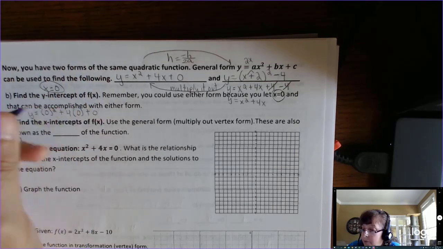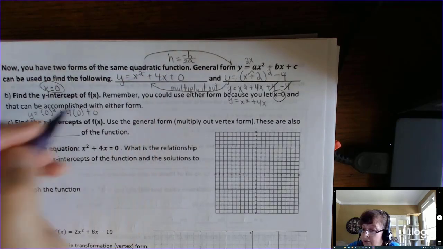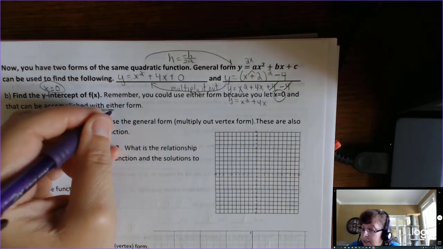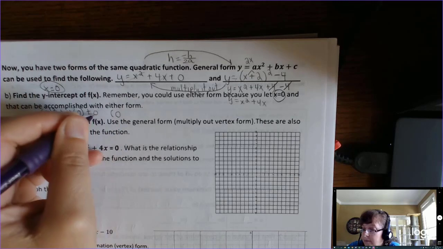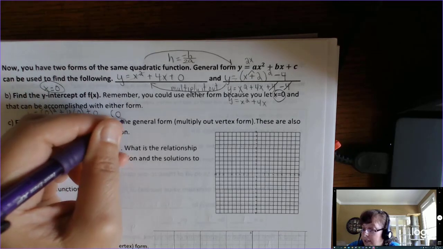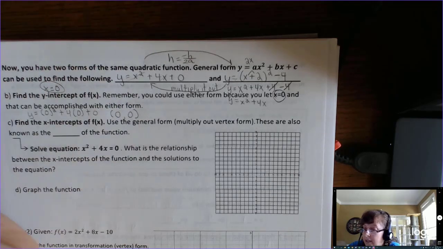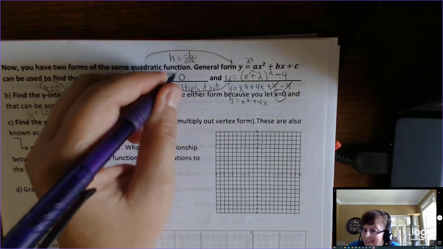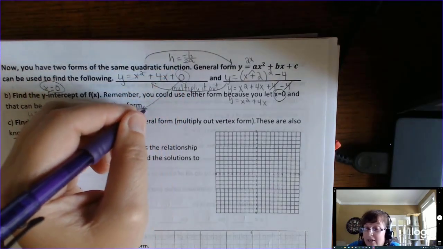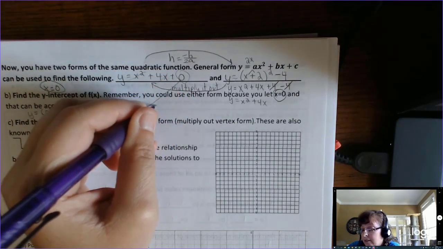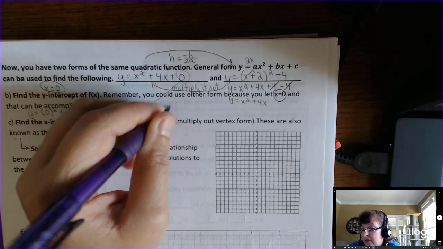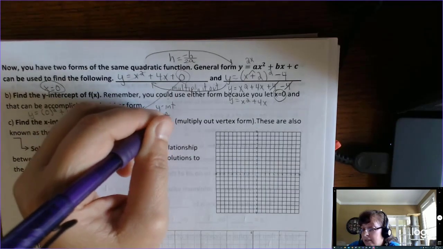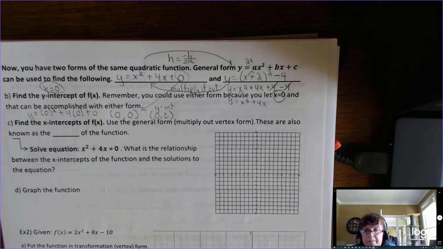What happens when you put 0 in for x is these terms cancel, and so you get a y-intercept of 0, because you let x equal 0. So it turns out that when it's in standard form, the y-intercept is staring at you. The y-intercept in standard form is always going to be the constant at the end, the c.